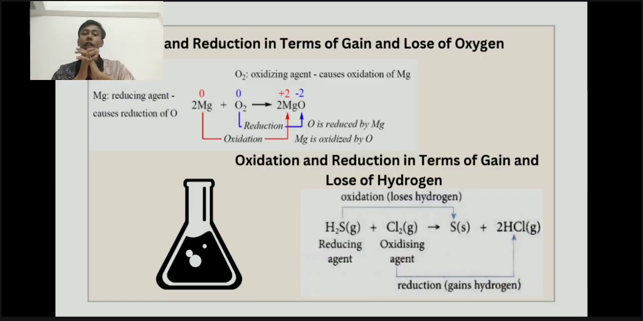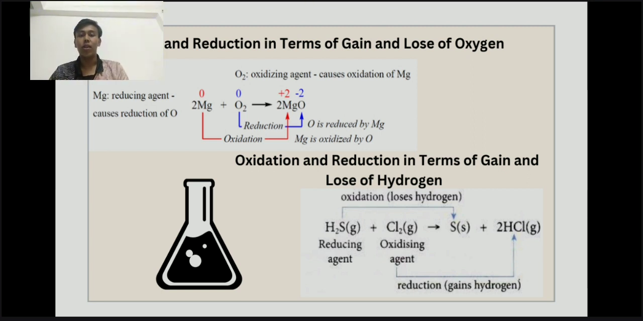Oxidation and reduction in terms of gain and loss of oxygen. In this situation, as you can see here, magnesium is being oxidized by oxygen, while oxygen is being reduced by magnesium. That makes magnesium the reducing agent because it causes oxygen to be reduced, while oxygen is the oxidizing agent because it causes magnesium to oxidize.